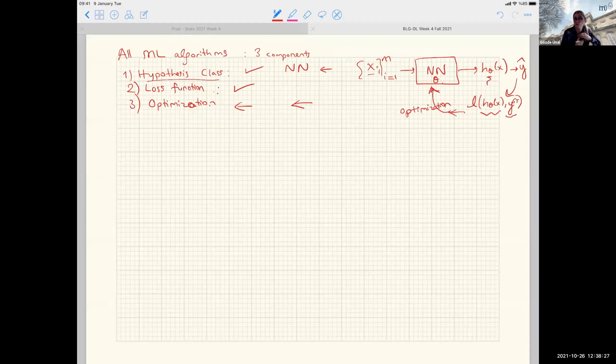You see, it looks simple enough, but of course, all these components can be changed, and then you have a different ML algorithm.